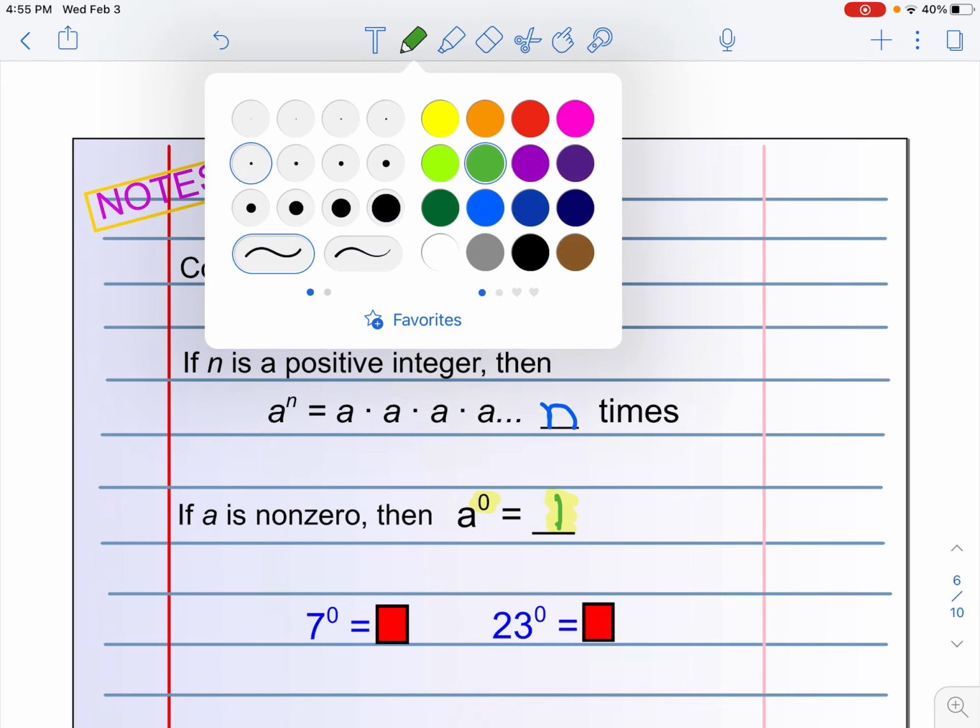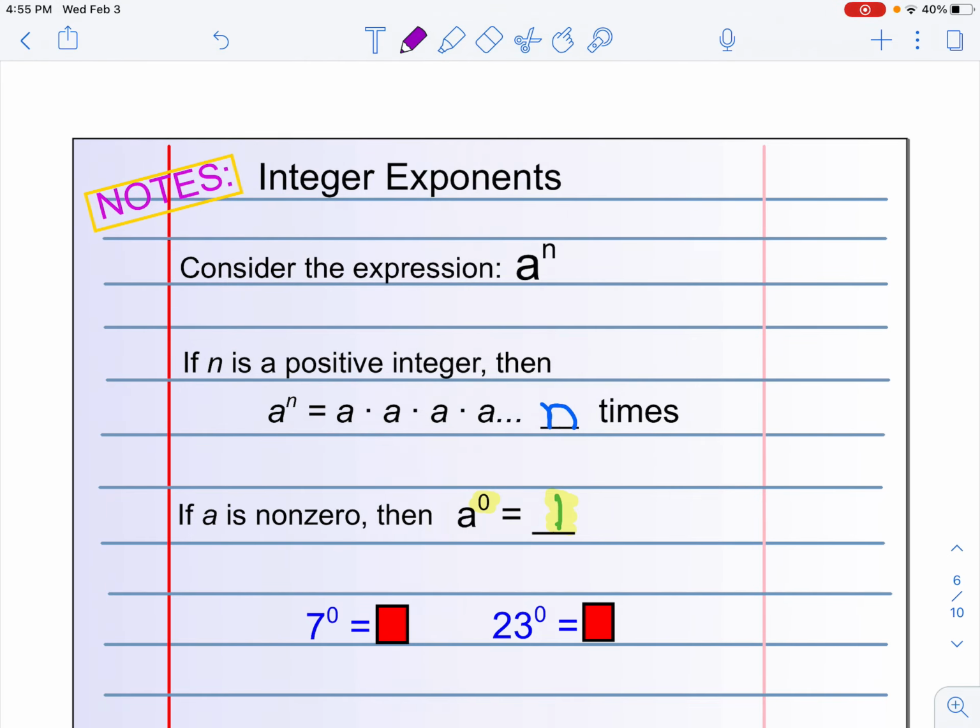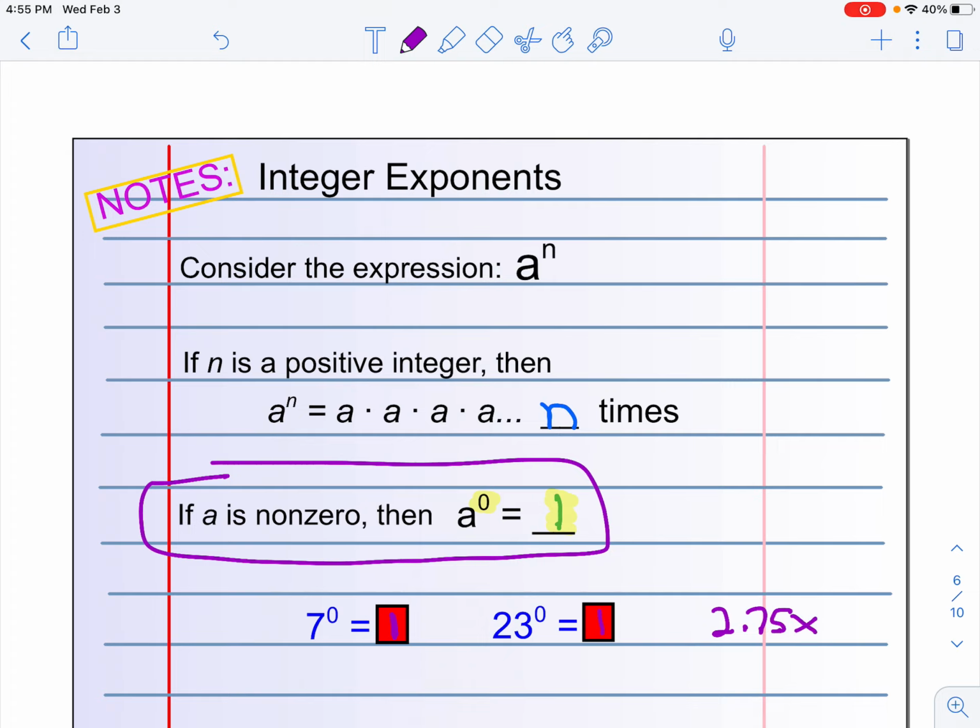So let's take a look at these examples. What is 7 to the 0 power? Anything to the 0 power is 1. So 7 to the 0 power equals 1. What about 23rd to the 0 power? Well, that's also 1. Well, what if you had 2.75x raised to the 0 power? That would still be 1. So keep that in mind as we move forward throughout this lesson.